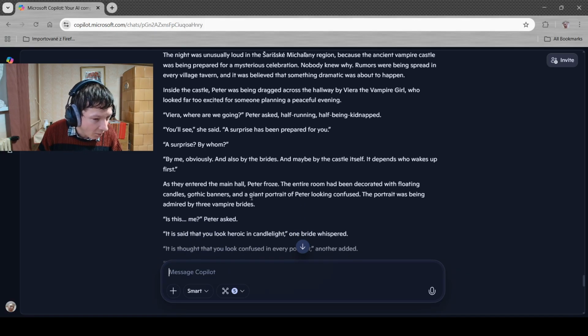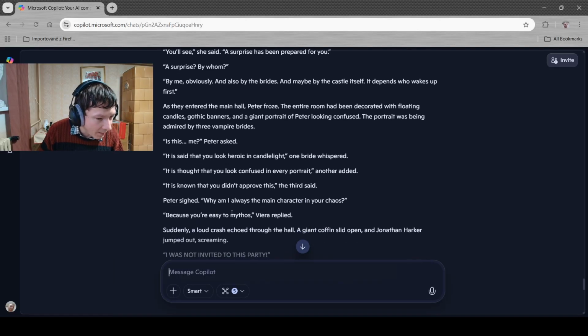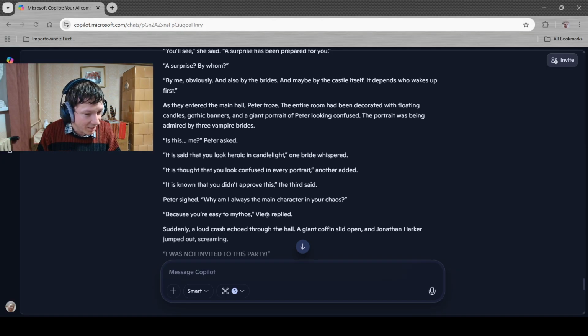As they entered the main hall, Peter froze. The entire room had been decorated with floating candles, Gothic banners, and a giant portrait of Peter looking confused. The portrait was being admired by 3 vampire brides. Is this me? Peter asked. It is said that you look heroic in candlelight, one bride whispered. It is thought that you look confused in every portrait, another added. It is known that you didn't approve this, the first said. Peter sighed. Why am I always the main character in your house? Because you're easy to meet us, Viera replied.